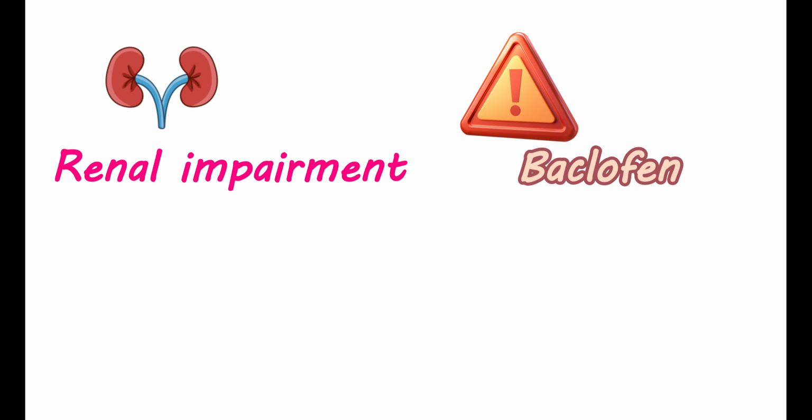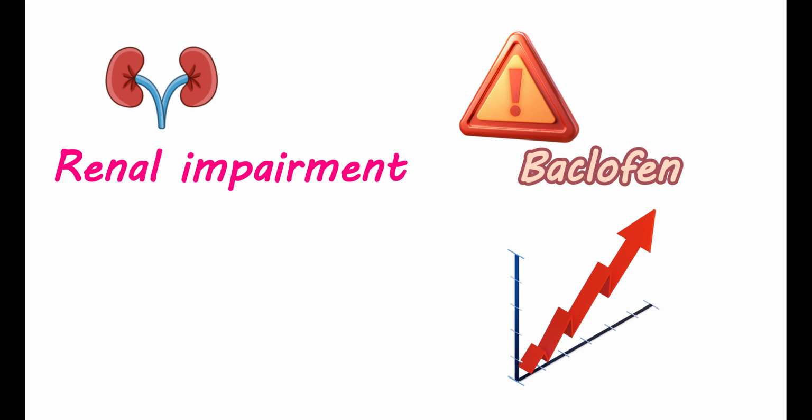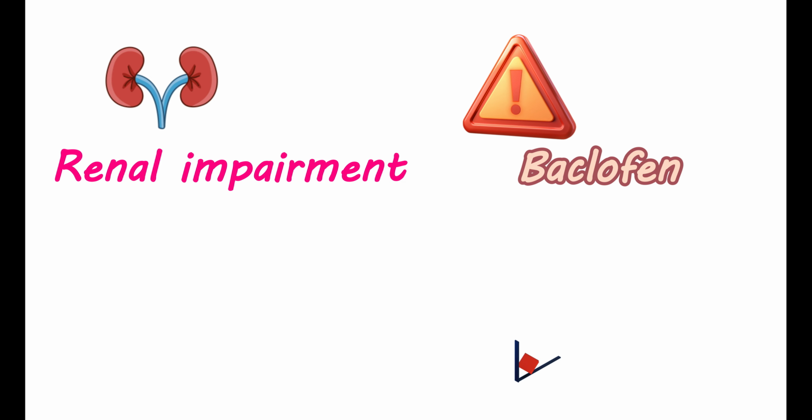If you have any renal impairment, you should use Baclofen carefully. This medication is mainly eliminated through the kidneys as unchanged. Therefore, if you have any impairment of your kidneys, the levels of this medication may be increased in your body. That can lead to its toxic effects.